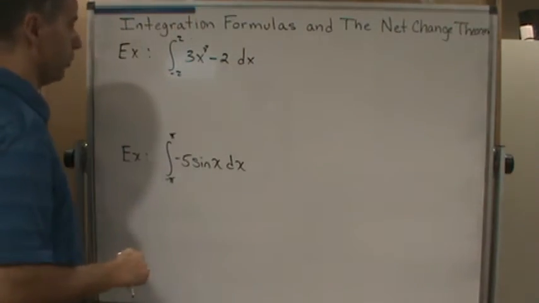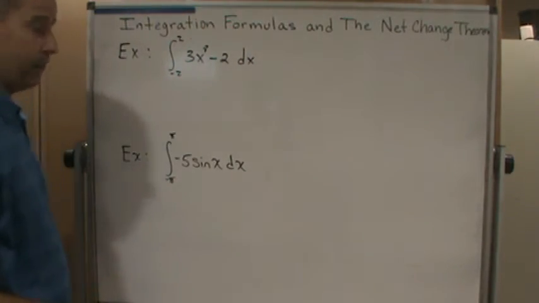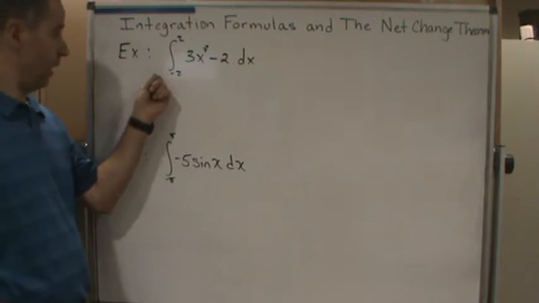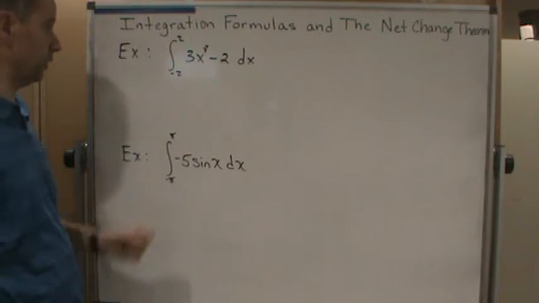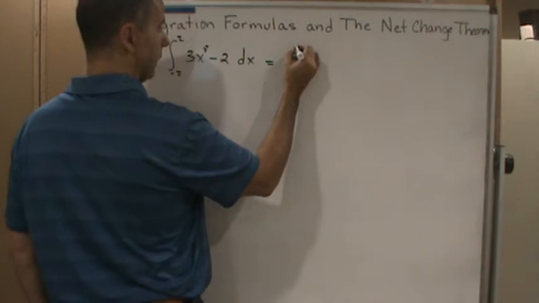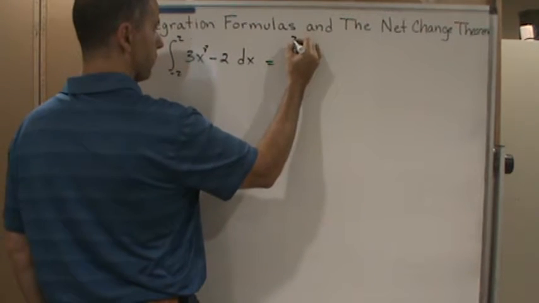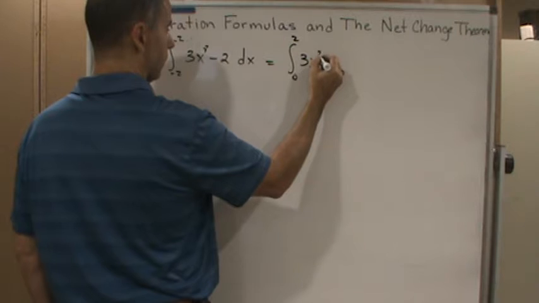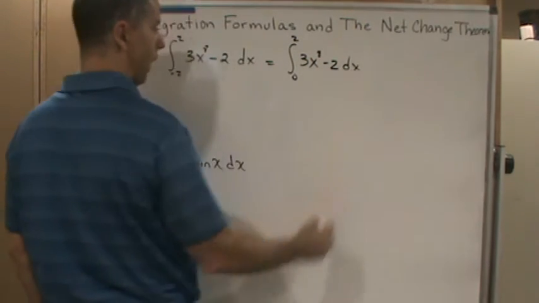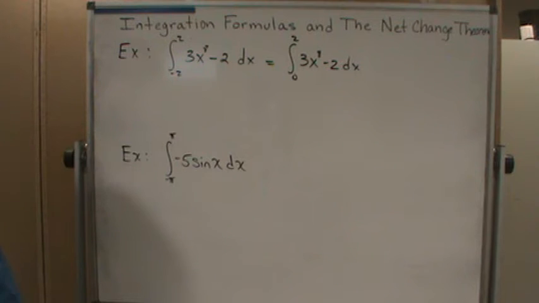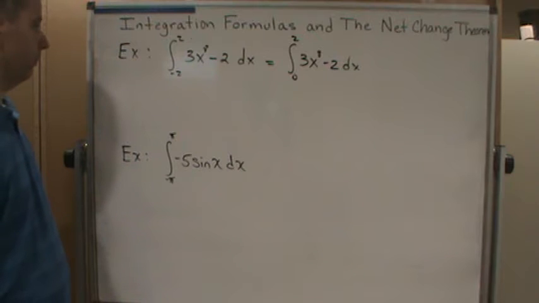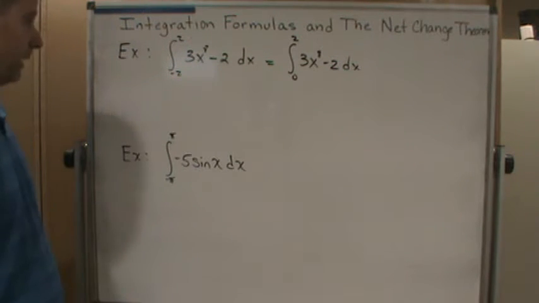So anyway, what we're going to do now, since this is an even function, is use what we learned in the last video about integrals of even functions. So I know that this is going to be equal to the integral from 0 to 2 of 3x to the 8th minus 2. Okay, why? Because it's an even function, it's symmetric with respect to the y-axis, and so therefore I can split the interval of the integration in half.